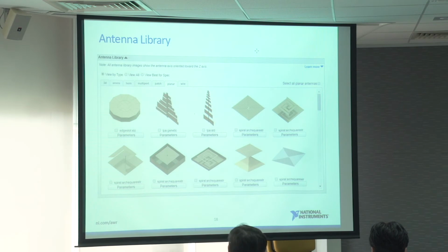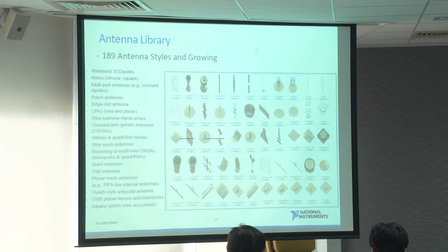Then our antenna library. This is where all the templates are for the antennas that you might choose from. And we have lots of designs and a lot of unusual designs as well. Next slide. So we're up to 189 antenna styles. And I'll show you some of those, some of the more unusual ones in the example coming up. Next slide.